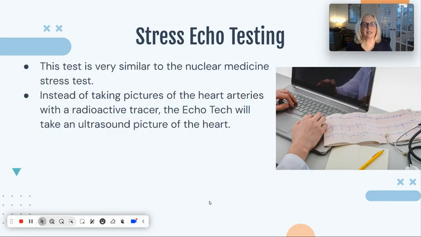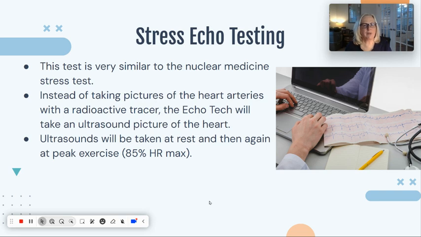So this one, instead of taking pictures with a tracer, we're going to take an echocardiogram, so an ultrasound of the heart before. Ultrasounds look a little different than nuclear medicine pictures do. With ultrasound, you can see the heart actually squeeze and contract and move blood through the heart in real time. The nuclear medicine one is just still pictures. So this looks a little bit different. And when we exercise, we want to make sure that heart is actually pumping and squeezing like it's supposed to. So this is more functional than physiological, rather than whether we have a blockage or not. Ultrasounds will be taken at rest and then again at peak exercise.